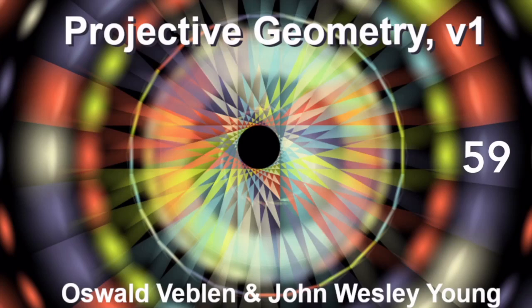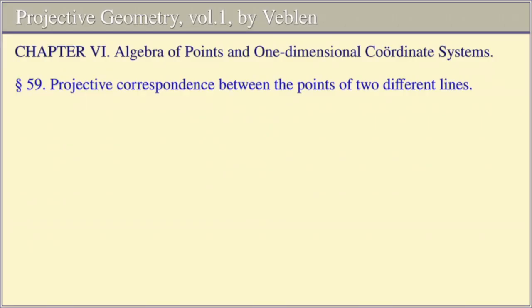Projective Geometry, Volume 1, by Oswald Veblen and John Wesley Young. Chapter 6, Algebra of Points and One-Dimensional Coordinate Systems. Section 59, Projective Correspondence between the points of two different lines.